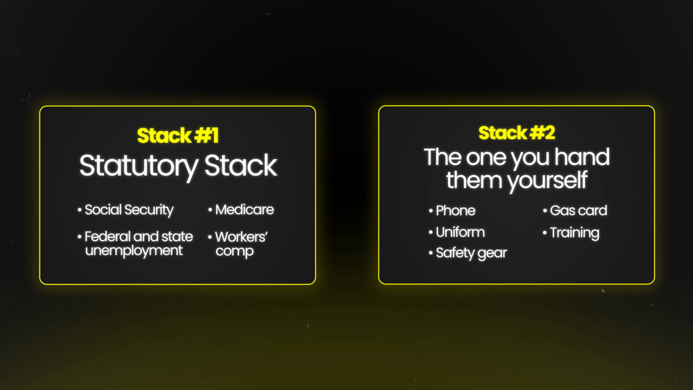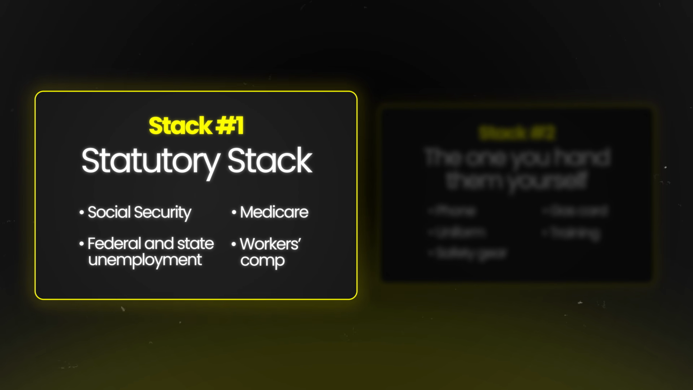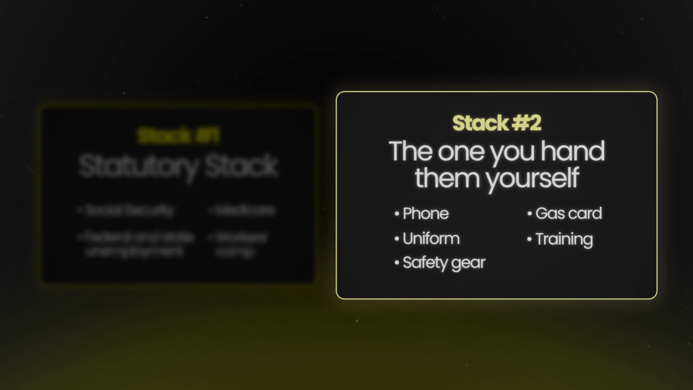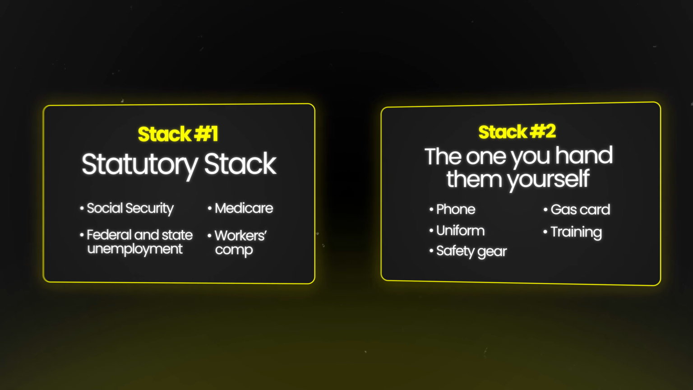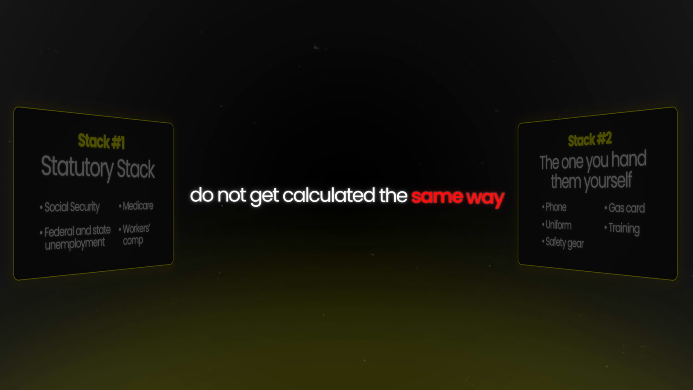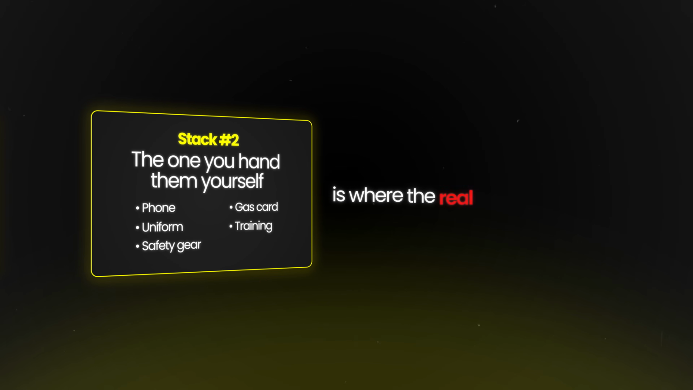The mistake is that most builders stop at the first stack of costs when calculating their labor burden, and they forget the second stack. And the problem is, you will feel it not on one single job, but definitely by the end of the year when you wonder why the labor contribution to profit wasn't as high as you thought it would be. Now, here's the part that trips a lot of people up, is that the two cost stacks do not get calculated the same way. And the second one is where the real money hides.